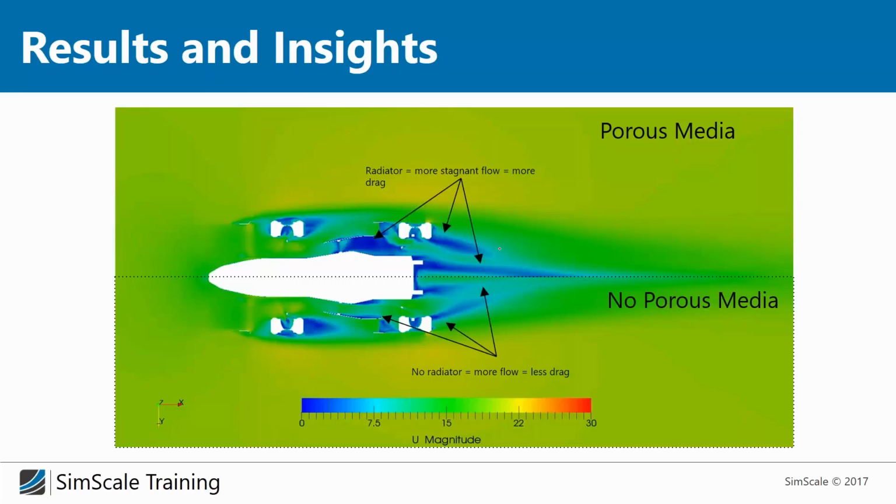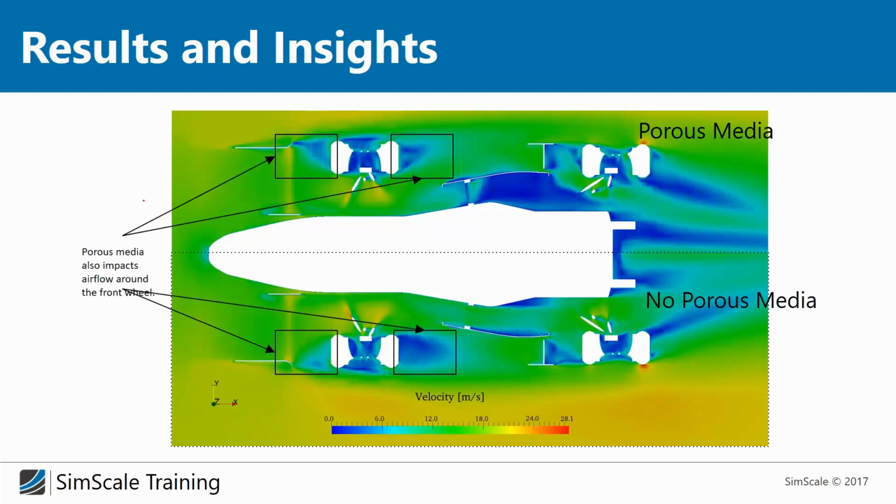Yes, now let's take a look at it from above, and here you can again see the velocity distribution, how the air is decelerated through the porous media, or through the radiator if you use the porous media approach. So you will have more stagnant flow and more drag. And if you don't have a radiator, it's just like an opening, a bonnet, and you have much faster flow in your rear region, which has a big impact on your rear wing flow, by the way.